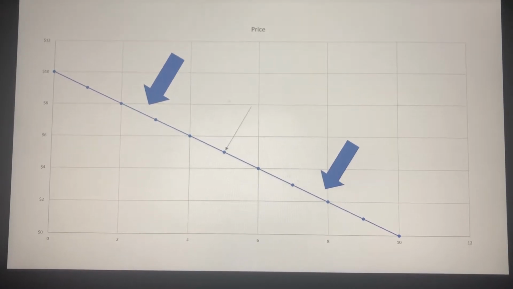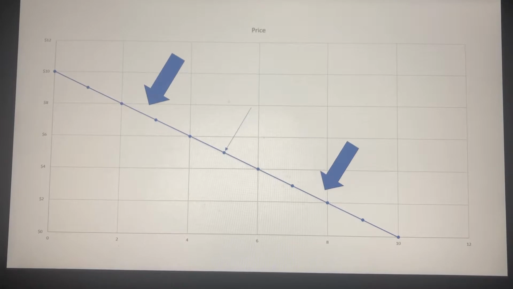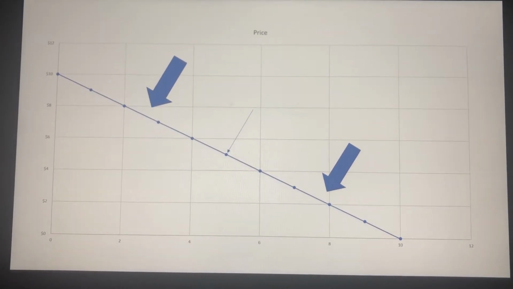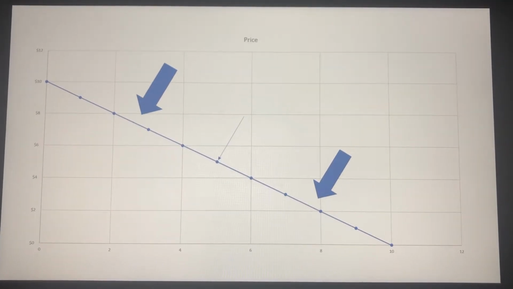Then, at $5 for 5 units, or equilibrium, the demand is unit elastic. This means that the percent change in price equals the percent change in quantity demanded. So either way you go, the percent change will be equal.